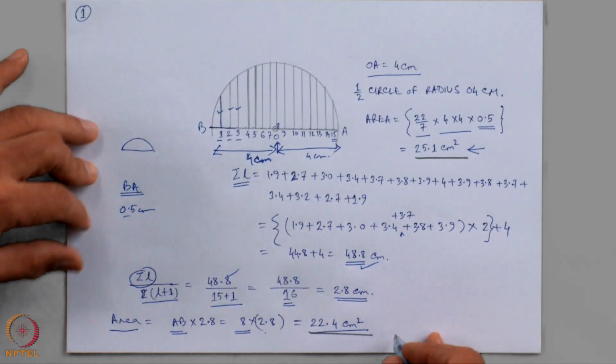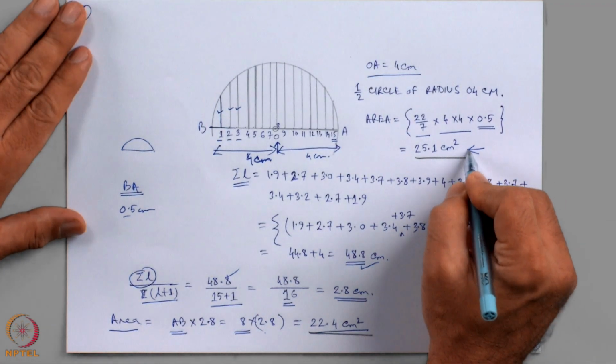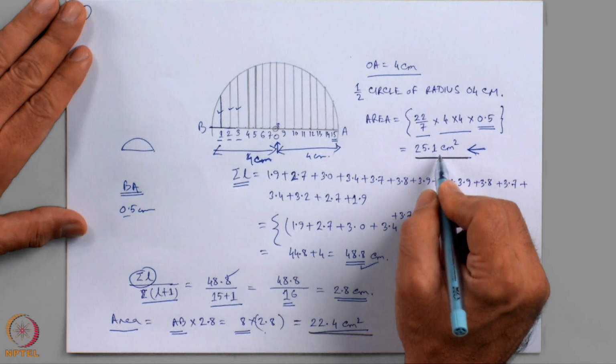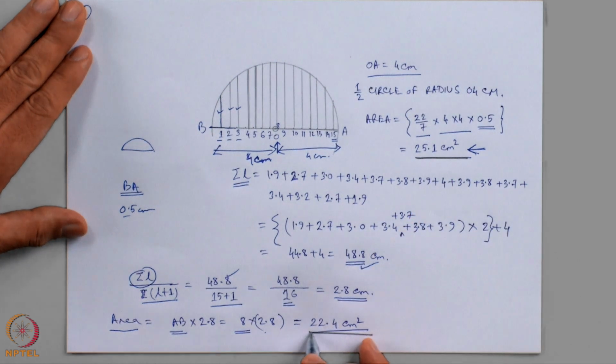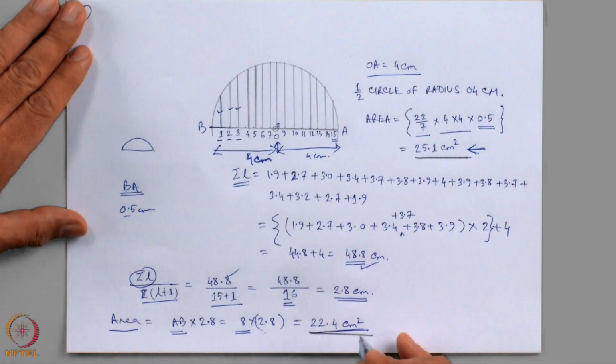Now, we can compare it with the area obtained by formula. It is 25.1 centimeter square, and here it is 22.4 centimeter square. Much difference is found between the two.